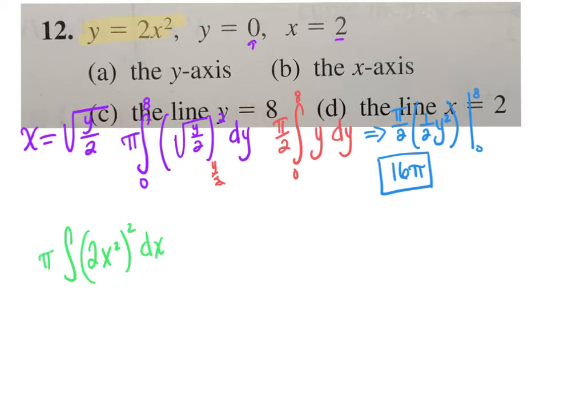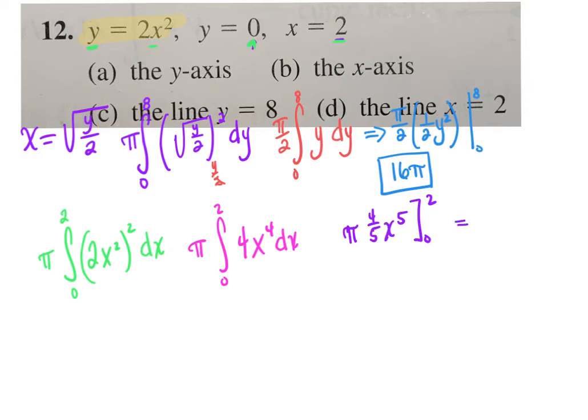We have our pi here. We know when y is 0, so we're going to have to put this in terms of x. So when y is 0, x is also 0. And then they gave me the other x of 2. So again, I'm going to simplify and then take my antiderivative here. 4x to the 4th. Antiderivative of that is 4/5 x to the 5th from 0 to 2. Plug in a 2, you get 32. 32 times 4 is 128.